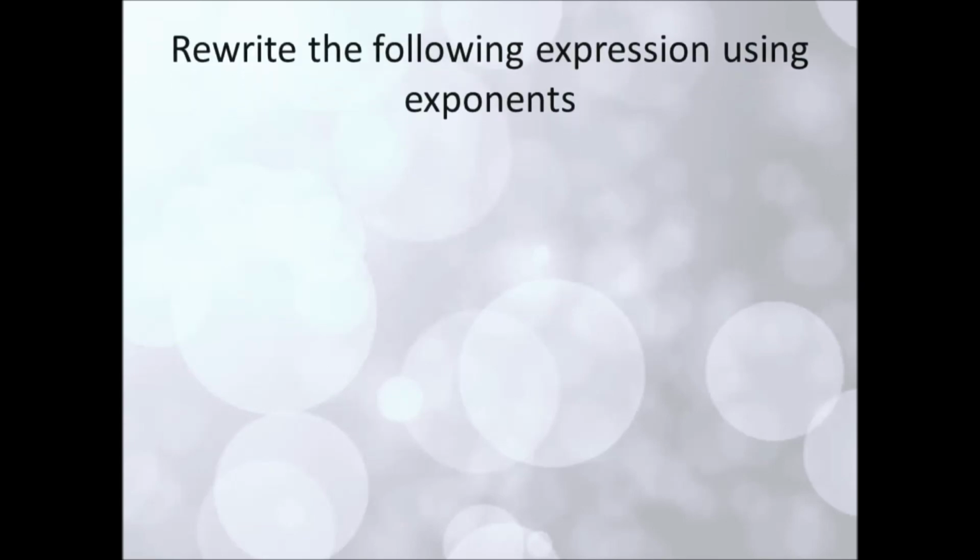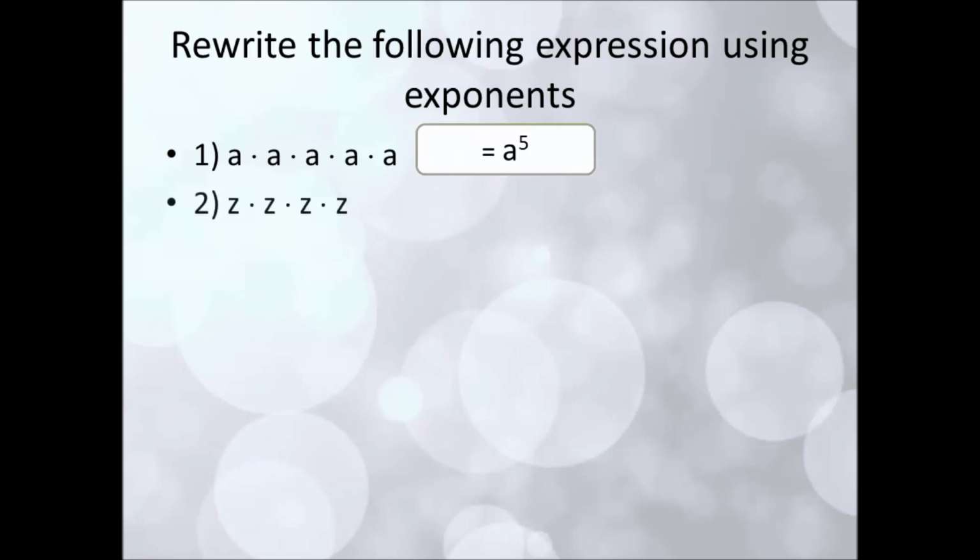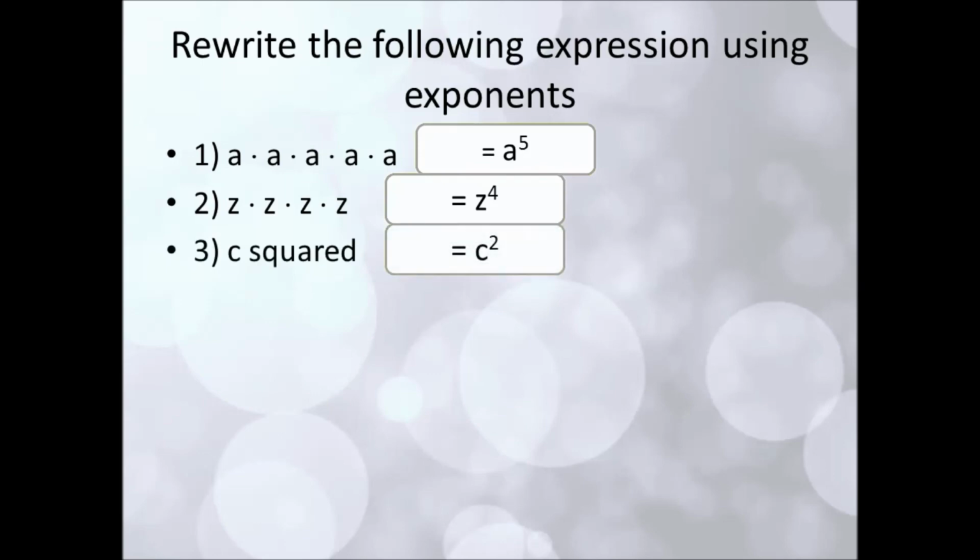Rewrite the following expression using exponents. Number 1, a times a times a times a times a. That is, very good, a to the power of 5. Number 2, z times z times z times z. That is, very good, z to the power of 4. Next, number 3, c squared. That is, of course, c squared. Number 4, b cubed. That is b to the power of 3.